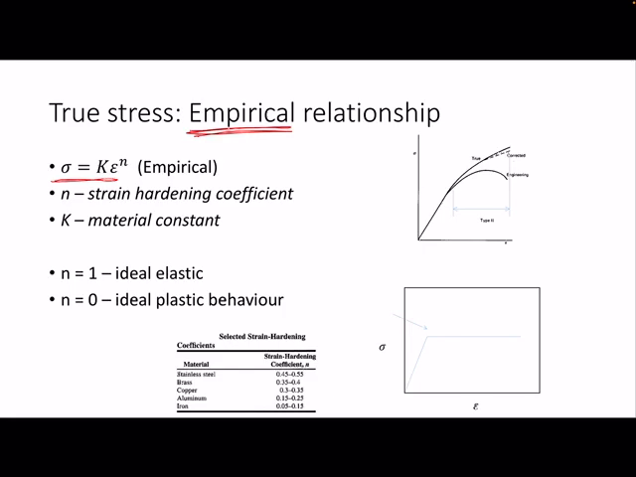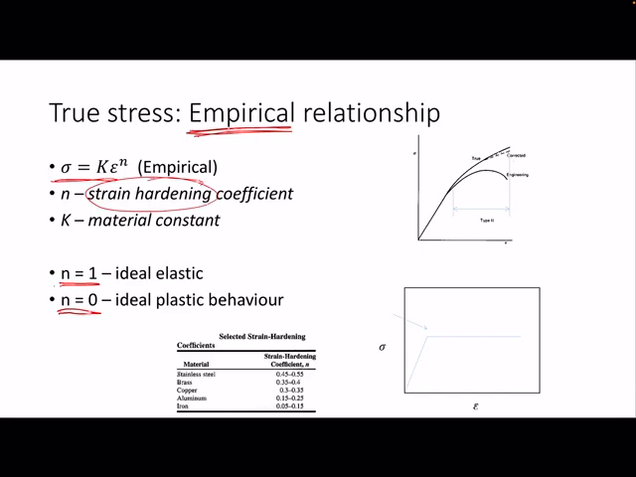So if your material is ideal elastic, n is equal to 1, and if n is equal to 0, it's ideal plastic. So there's no strain hardening. So it's a description in terms of what happens to strain hardening.